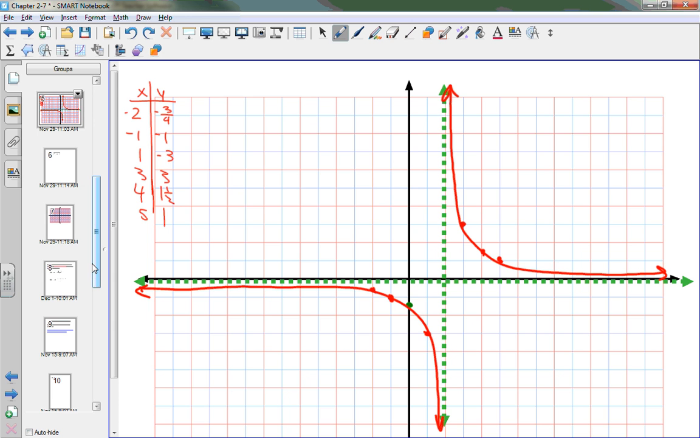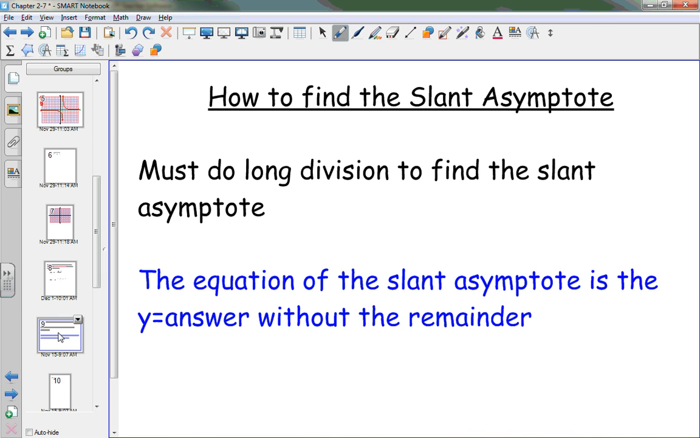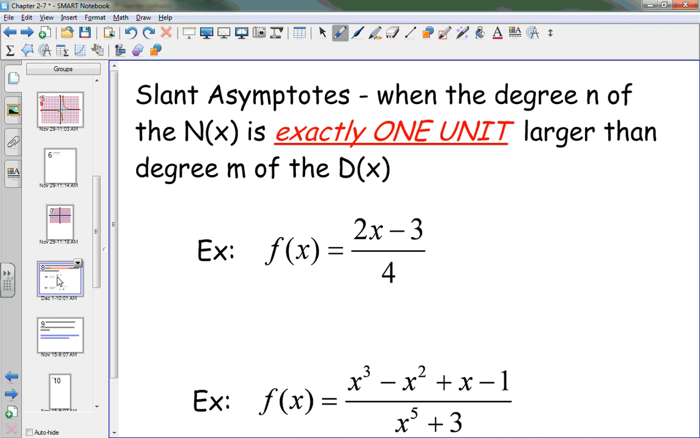We're going to skip down and go to this slide right here, Slant Asymptotes. We're going to skip a few pages here. Okay. Now, we're going to add another concept to this. The other concept is going to be a slant asymptote.